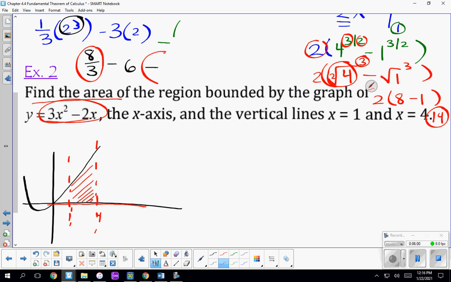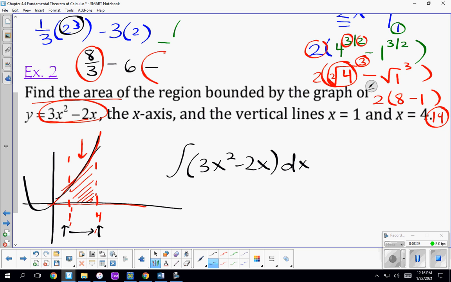So clearly we cannot use a geometry formula, because that's a quadratic. We must integrate because this is not a geometric shape. So the way we set this up is we say, I want to find the area under this function, which is 3x squared minus 2x. I'm respecting x. I'm going to start here when x equals 1, and I'm going all the way until x equals 4.